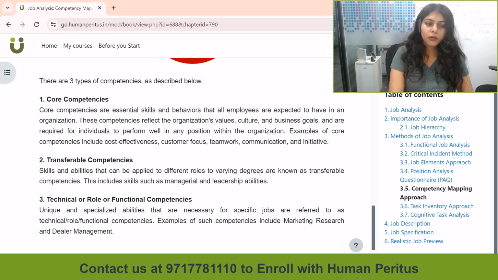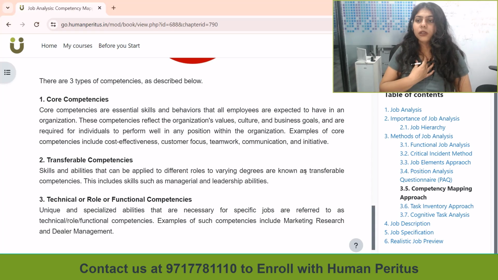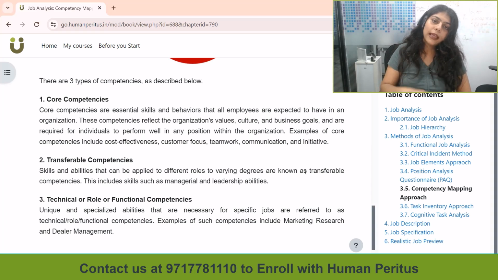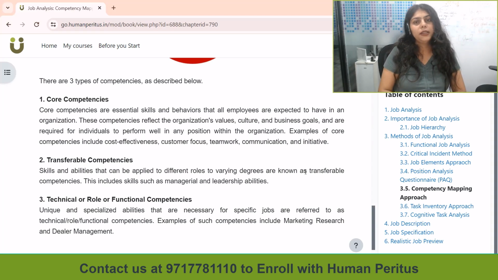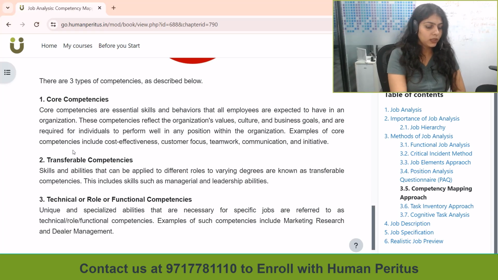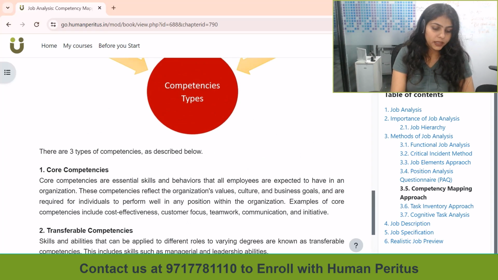Then transferable competencies can be applied to different roles to varying degrees. Okay, so you have skills that can be applied to different roles. So if I am a good communicator, it won't be limited to a job of customer service representative. I can also use that skill or that competency in different manners and different jobs. So those are called transferable competencies.